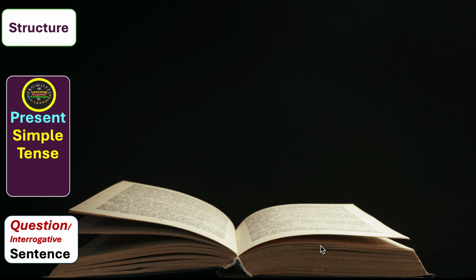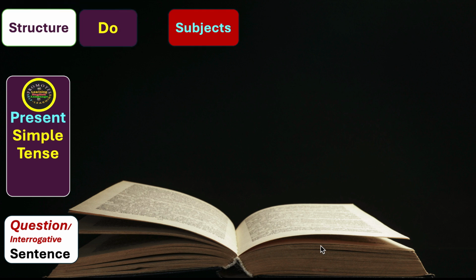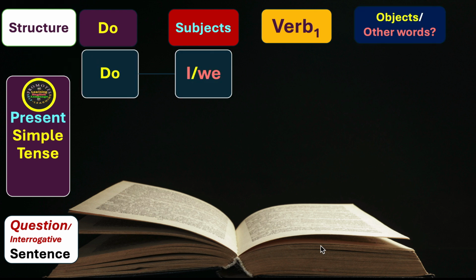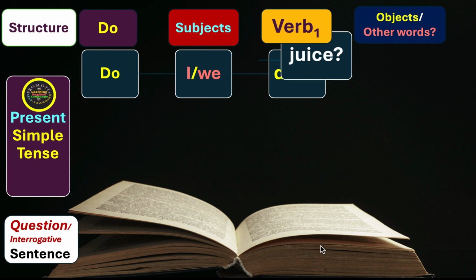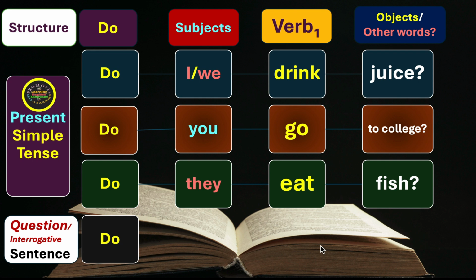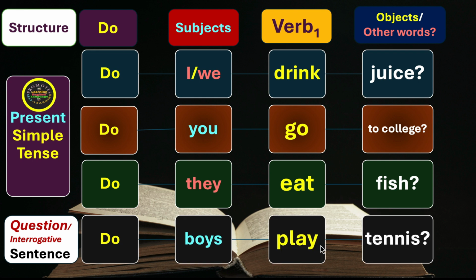We continue our discussion. We have now the structure of present simple tense in question or interrogative form of sentence. In the question form, do comes first, before the subject. We have subjects, then we have the first form of the verb, objects or other words. For example, do I, or you can use we, drink juice. Likewise, do you go to college? Do they eat fish? Do boys play tennis? What is to notice is that in the question form of this structure, we use do before the subject. And of course, the first form of the verb is usually used in the negative or interrogative form of present simple tense.